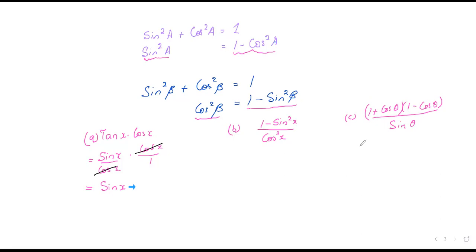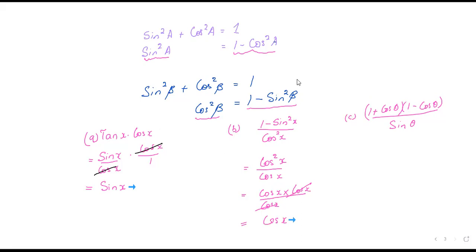Now, let's go to B here. 1 minus sine squared x is this one here next to us. So that is cos squared x. Cos squared x divided by cos x. Remember, cos squared x is cos x multiplied by cos x, divided by the cos of x. That will cancel. The answer becomes the cos of x.